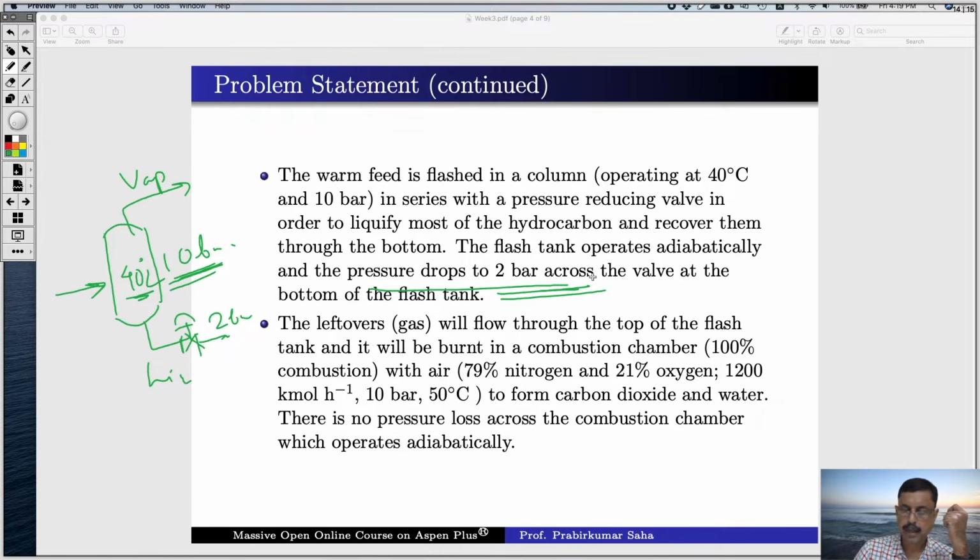Okay. Now one more information is there, that flash tank operates adiabatically. That means the heat loss or heat gain is equal to 0 across this column or flash tank.